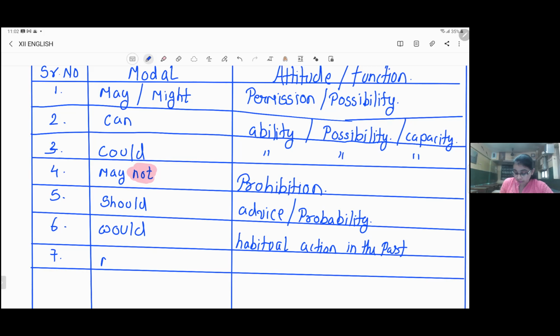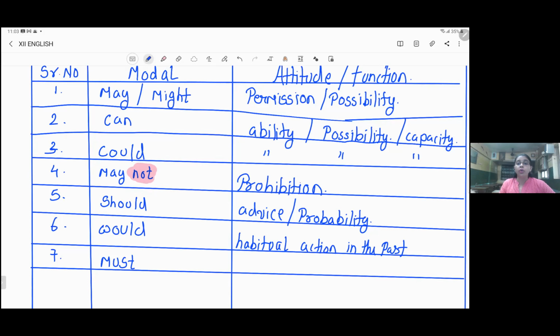Next, seventh, must. You must score good marks. Must, it is showing something. It is denoting, it is giving some meaning. It is showing what? Compulsion. It is giving compulsion.